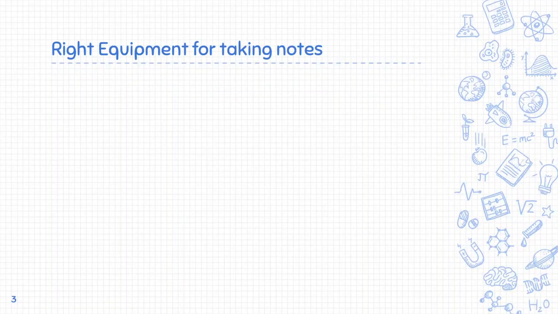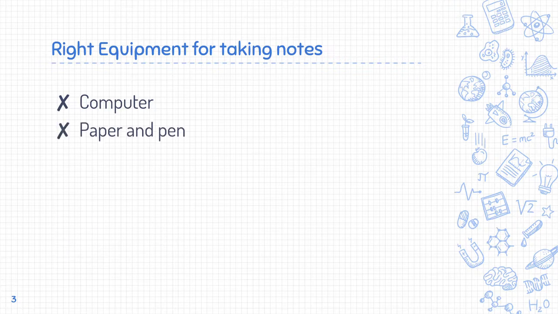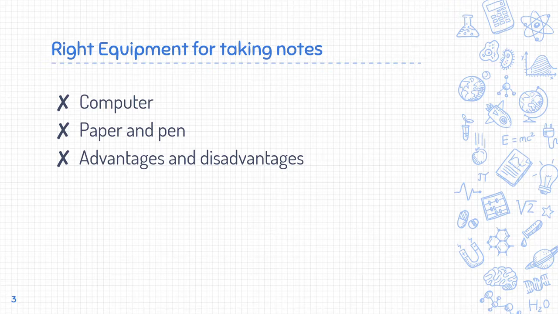The right equipment for taking notes. Two equipment are there, obviously computer, and paper and pen. Now here's the thing. With a computer you will get a lot of speed. You are capable of writing a lot more than you are with paper and pen. But your retention with paper and pen is a lot more. You retain a lot more information than you do with a computer.